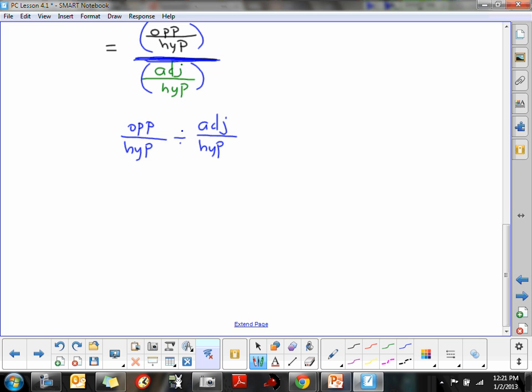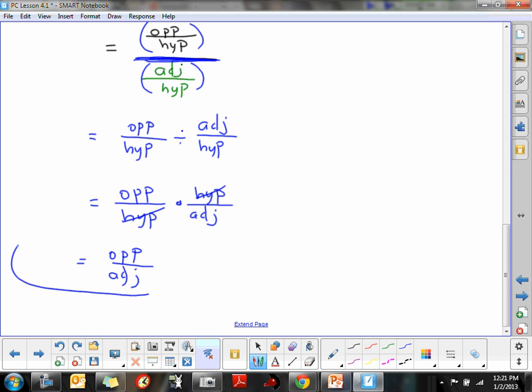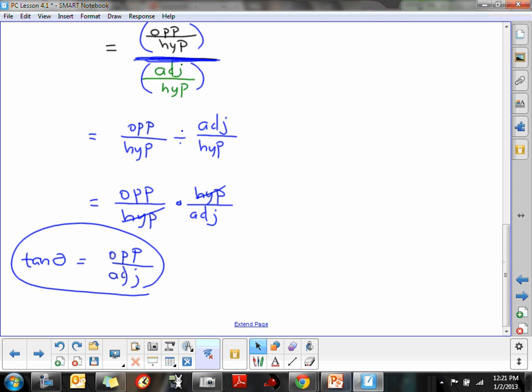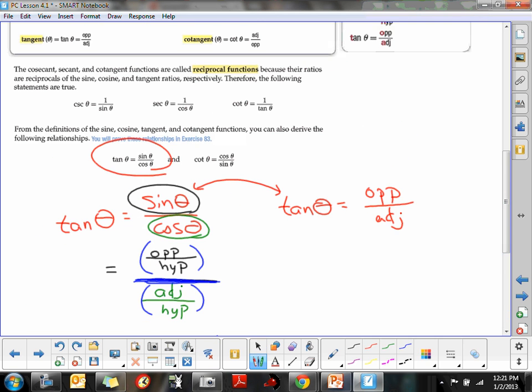But division is the same thing as multiplying by the reciprocal. So if we apply the concept of division of fractions and multiply by the reciprocal, we can see that after simplifying, the hypotenuses reduce, and what we're left with is opposite over adjacent. So this is one way that the tangent of theta can be thought of. The other way is what we started with: the tangent of theta can also be thought of as sine of theta over cosine of theta. These are equivalent ways that we can write tangent.